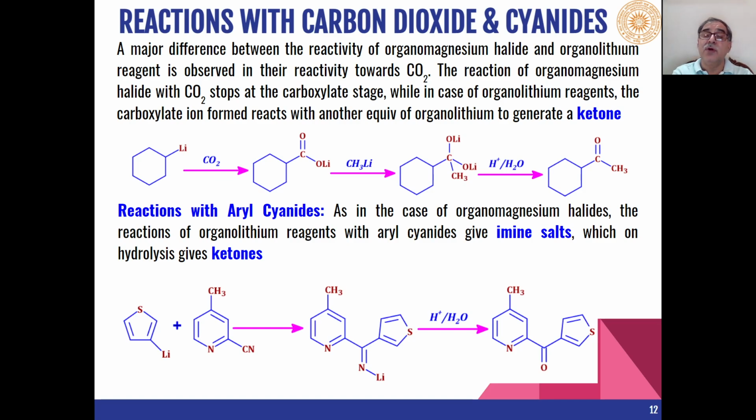Similarly, organolithium compounds can react with nitriles, aryl cyanides, to give us ketones as the product. And in these types of reactions, intermediate imine salts are formed during the addition of the organolithium compound to the aryl nitrile, and these imine salts on hydrolysis will give us ketones as the product.